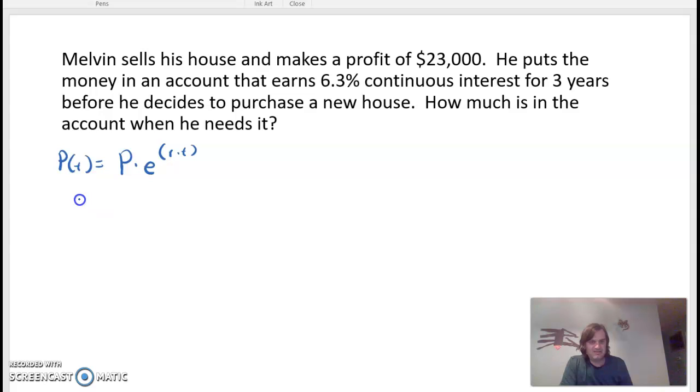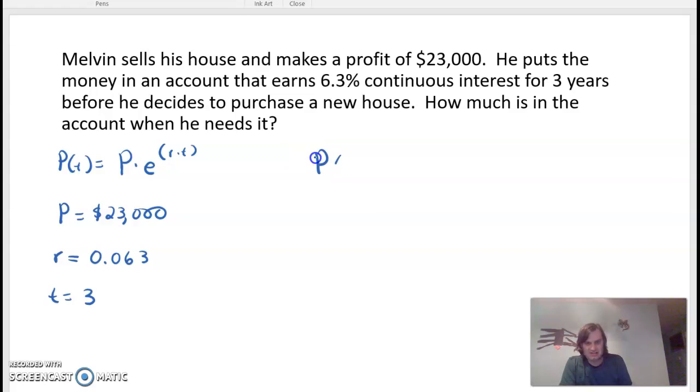So let's identify the pieces we have. P, our starting amount, is $23,000. That's how much profit he made that he's putting in the bank, investing. R here is 6.3%, so as a decimal, that's 0.063. And the time here, 3 years.